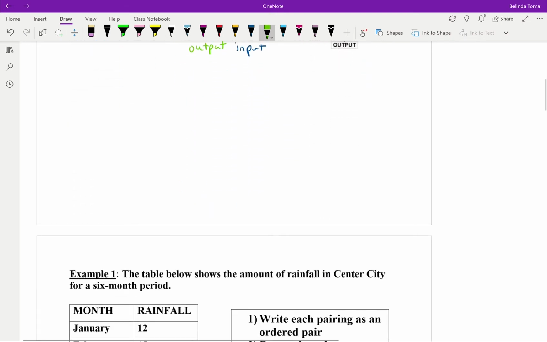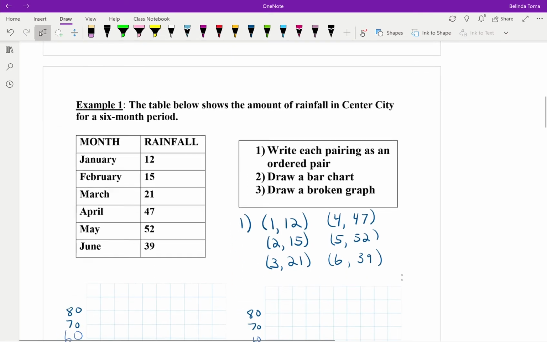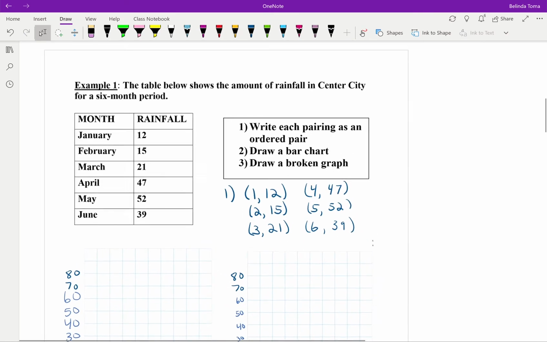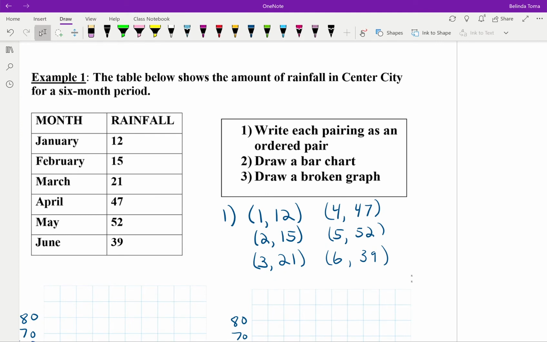All right, so we're going to now look at some visual representations of functions. We have before us a set of data which has months and rainfall shown in a table. What we're going to do is write this three ways. First, as ordered pairs, which I've already done and I'll explain, then as a bar chart, and finally as a broken-line graph.